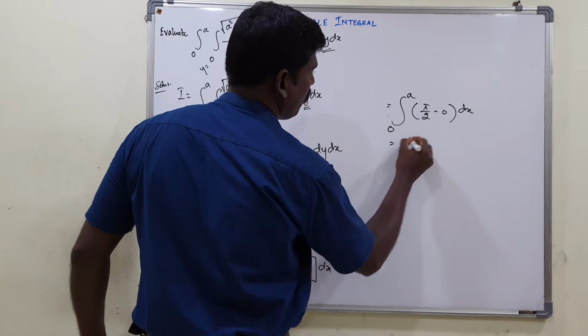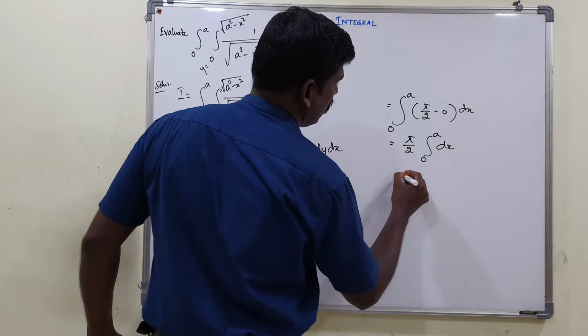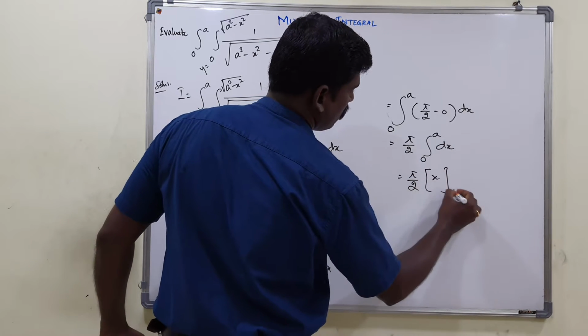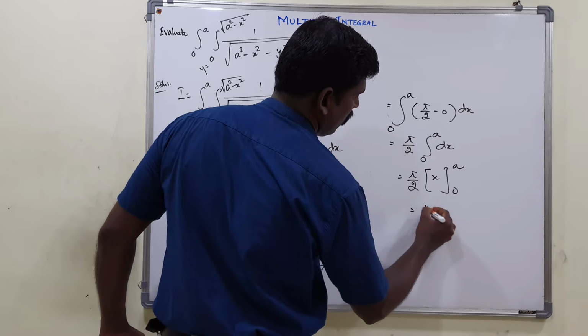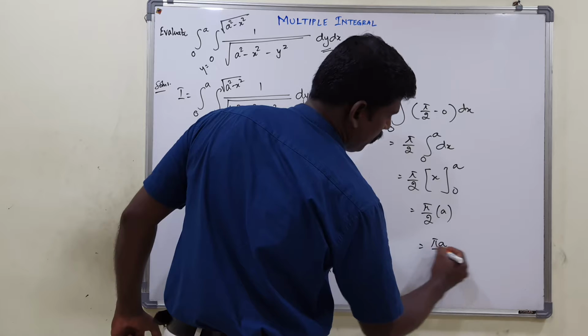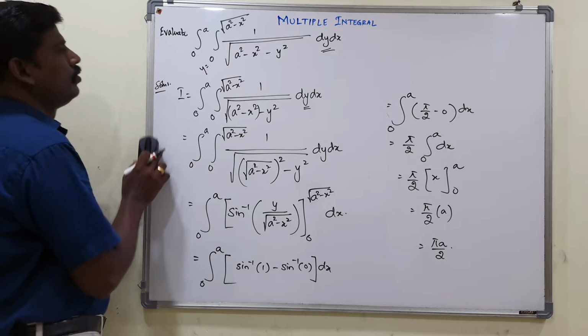Pi by 2 is a constant, we can take it out of the integral. So integral 0 to a of dx gives pi by 2 into x from 0 to a. So pi by 2 into a, that is equal to pi a by 2. That's all. Next problem.